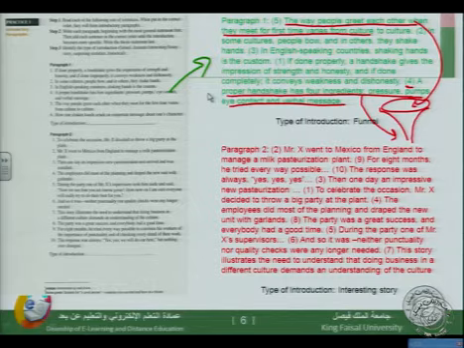Then one day an impressive new pasteurization unit arrived and was installed. To celebrate the occasion, Mr. X decided to throw a big party at the plant. The employees did most of the planning and wrapped the new unit with garlands. And the party was a great success, and everybody had a good time.